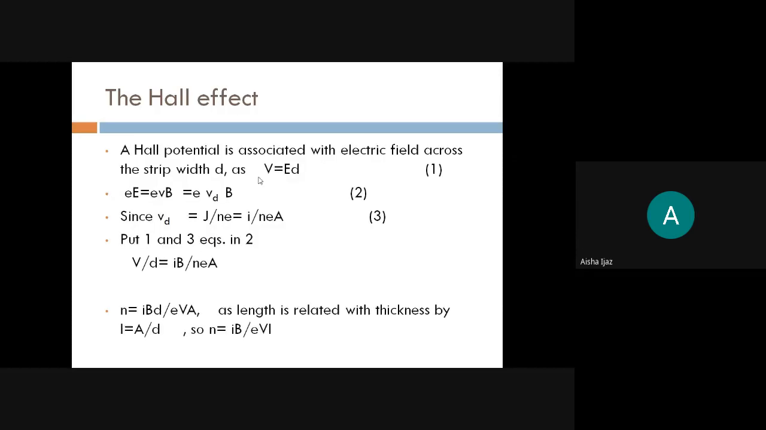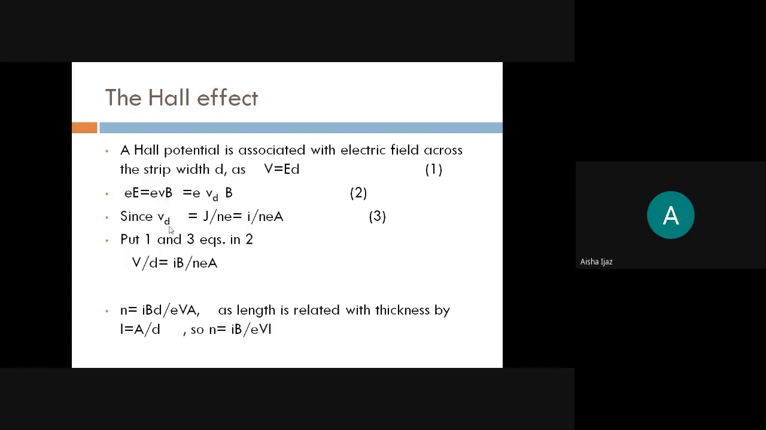Since I have explained that when equilibrium is reached there will be a Hall potential associated with the electric field across the strip of width D, you can have the relation V equal to ED. Remember this relation from electrostatics: with a uniform field E, the potential difference V is ED. When equilibrium is obtained, the electric force is equal to the magnetic force. The charge will cancel out, and you will simply have E equal to vB, where v is the drift velocity of the electron.